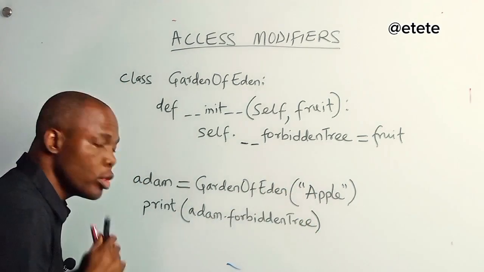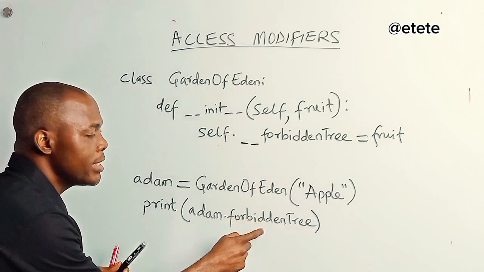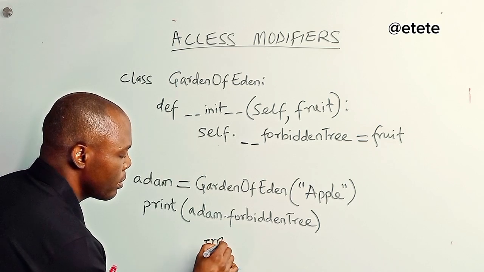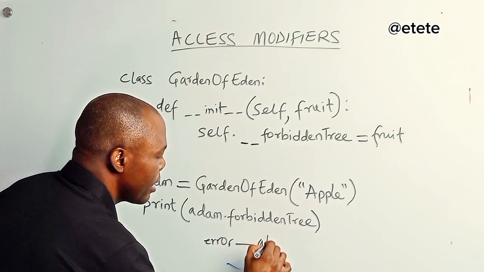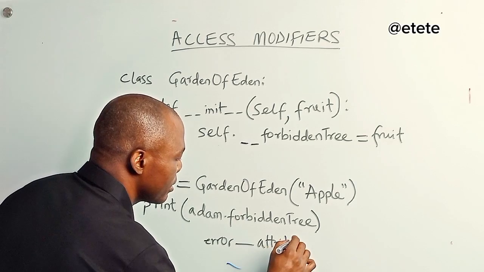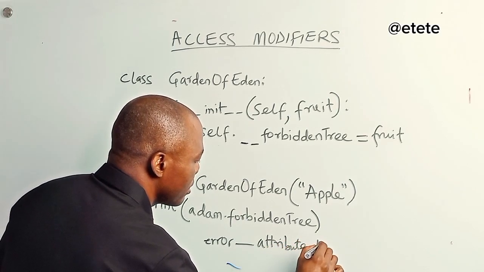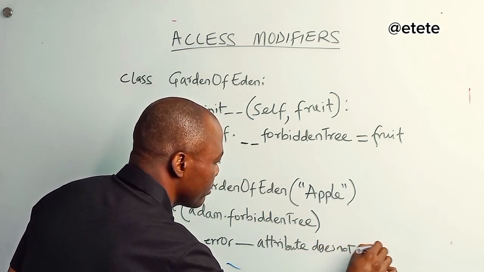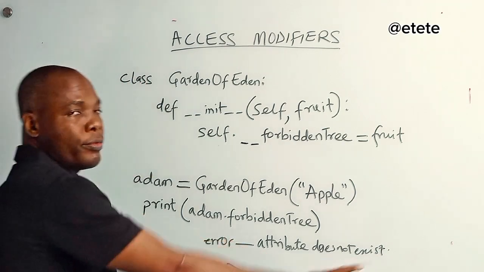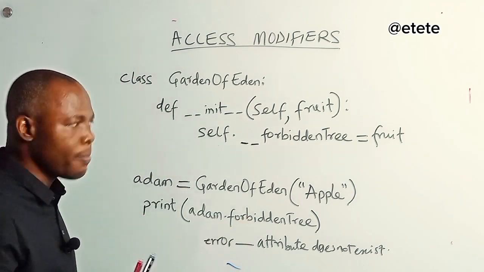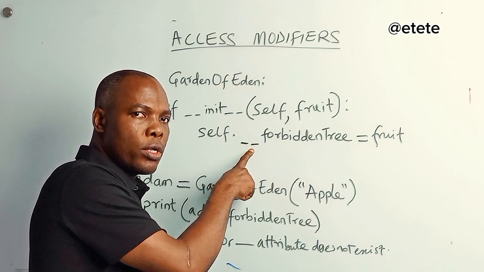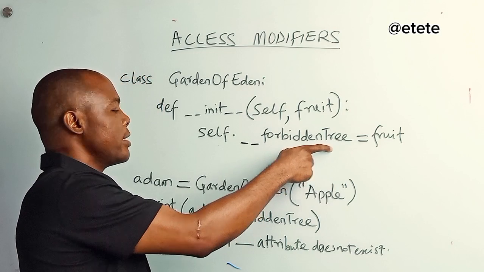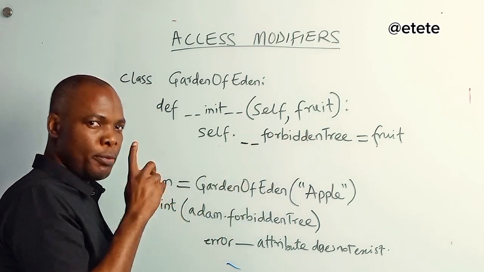When I do this, it's going to throw me an error. It will tell me this attribute does not exist. It will give me this kind of error. Why? Because this double underscore tells you that this forbidden attribute, right, that is for this Adam is protected.